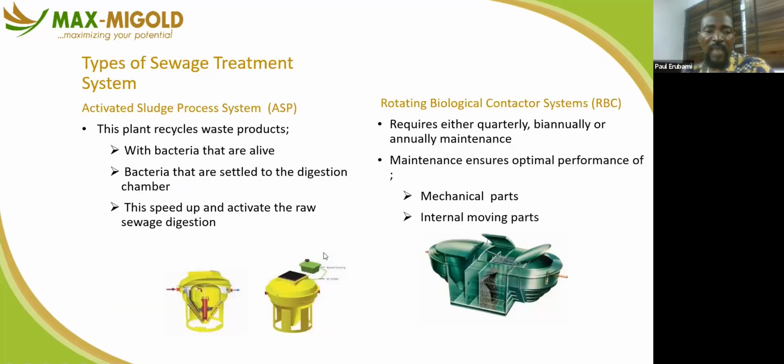So what are the types of sewage treatment that you can have? You can have an activated sludge process system. You can have a rotating biological contactor system. These are all the types of sewage system you can have.